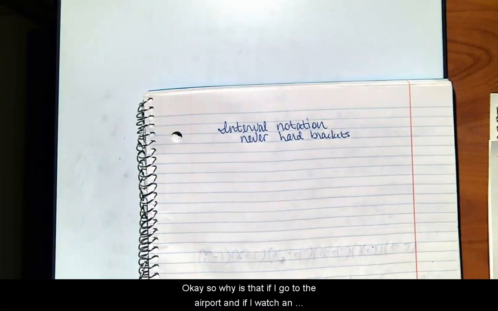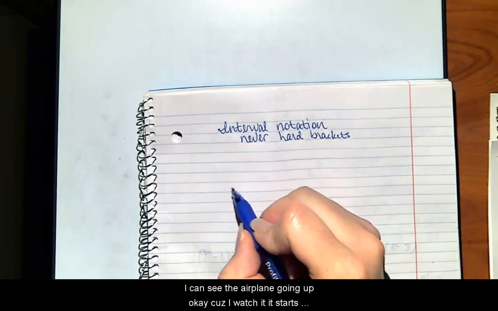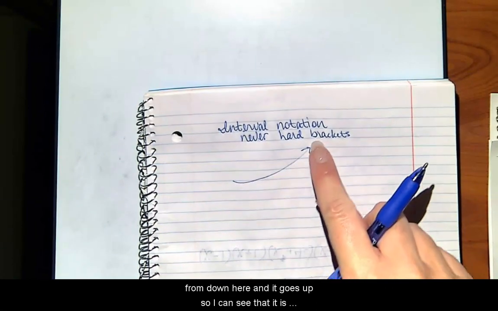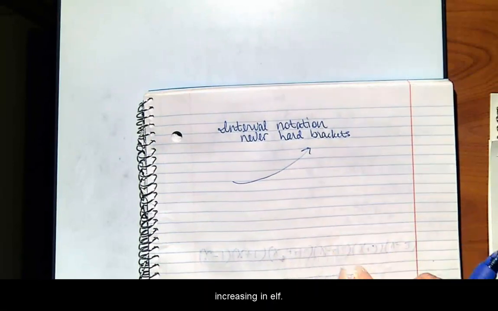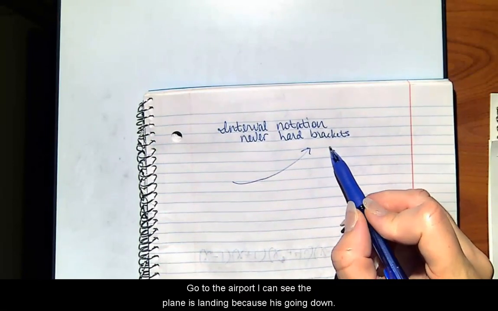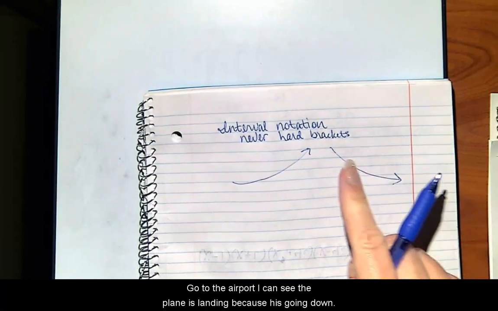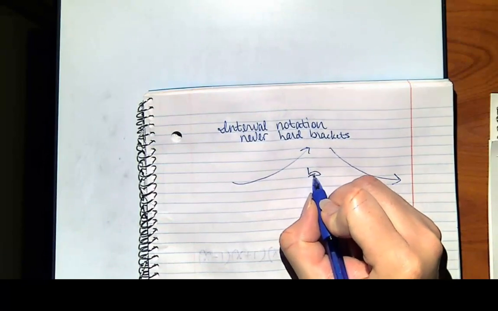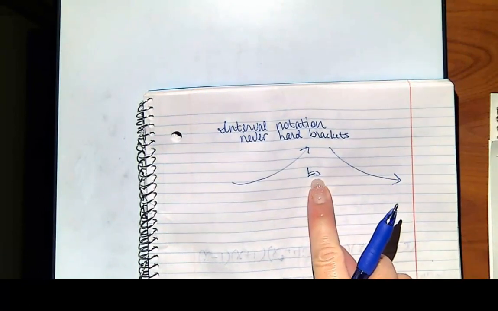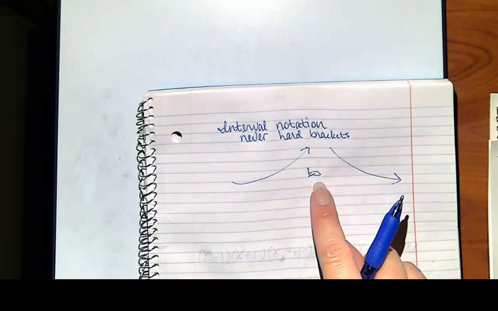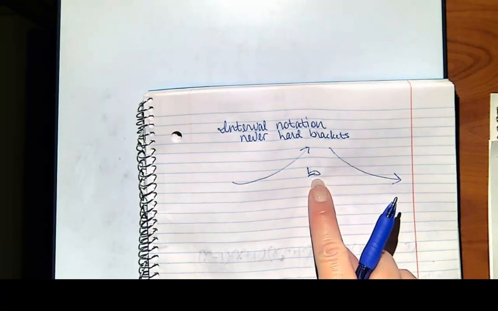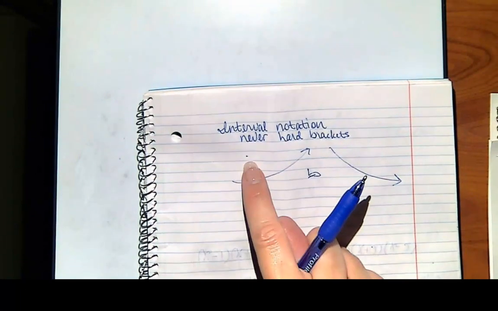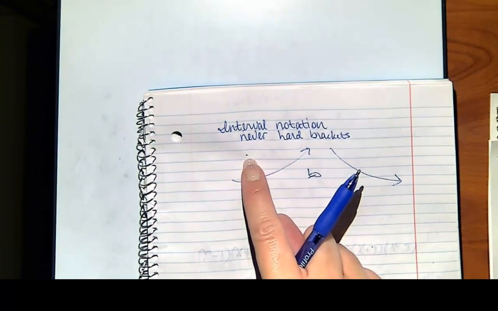If I go to the airport and watch an airplane take off, I can see the airplane going up, because I watch it. It starts from down here and it goes up. So I can see that it is increasing in altitude. If I go to the airport, I can see that a plane is landing because it is going down. But if I take a picture, don't judge my drawing, of an airplane just sitting there, you cannot tell me if that airplane is going up or going down. So the same thing with a point in space. That point cannot go up or down.